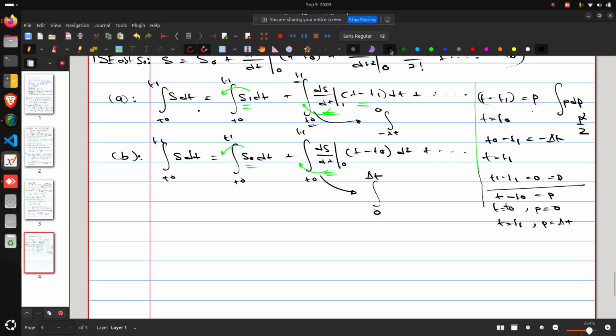Okay, let's now get back. So our equation A will be the integral from t0 to t1 of S dt equal to S1 times the integral of dt from t0 to t1, which will be nothing but delta t, plus dS/dt at 1, and this will be p square by 2, that is nothing but t minus t1 whole square by 2.